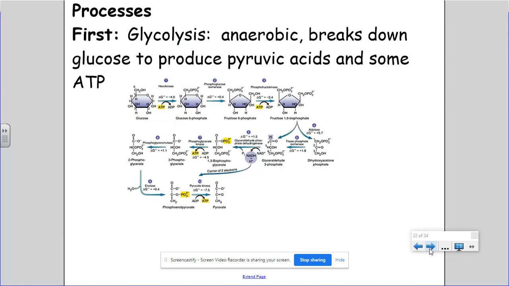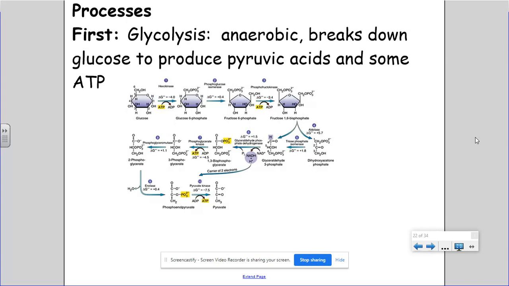The first process is something called glycolysis. Glyco refers to glucose, lysis means to split or break apart. This is an anaerobic process. Anaerobic means that it does not require oxygen. This will break apart glucose to form pyruvic acids and a little bit of ATP.